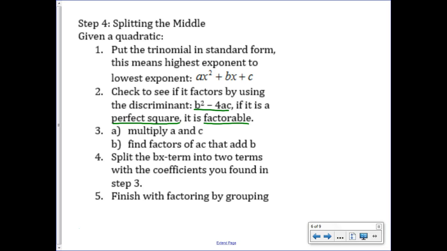So multiply a and c, so the first coefficient and the last. Then find the factors of a times c that add up to b, the middle coefficient. Split the bx term into those two terms with the coefficients found in step 3. Finish factoring by grouping.